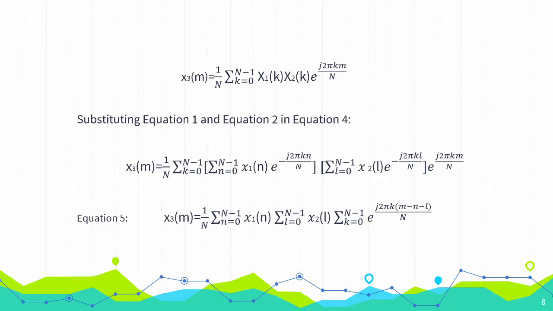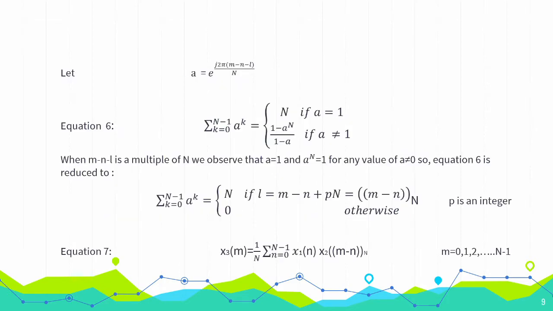Substituting equations 1 and 2 in equation 4, we get equation 5, which is x3(m) equals 1 by N, summation of n equals 0 to N minus 1, x1(n) into summation of l equals 0 to N minus 1, x2(l) into the summation of k equals 0 to N minus 1, e to the power of j 2 pi k (m minus n minus l) by N. Let e to the power of j 2 pi (m minus n minus l) by N be equal to a. Then the summation of k equals 0 to N minus 1, a to the power of k is equal to N if a is equal to 1, or (1 minus a to the power of N) by (1 minus a) if a is not equal to 1.